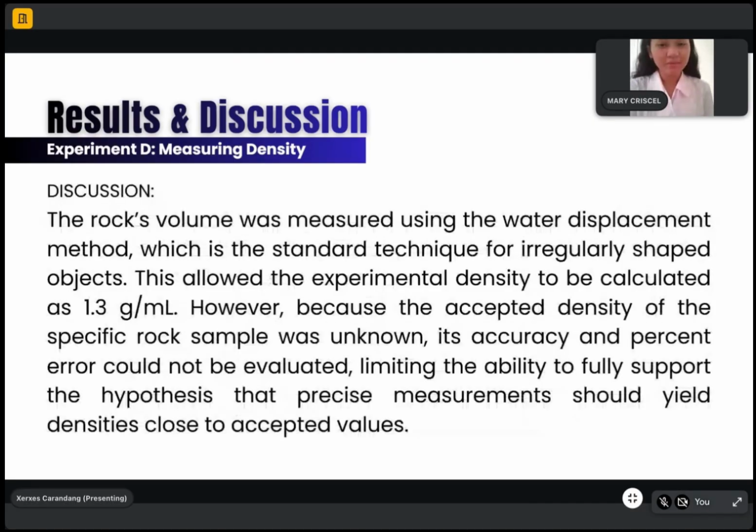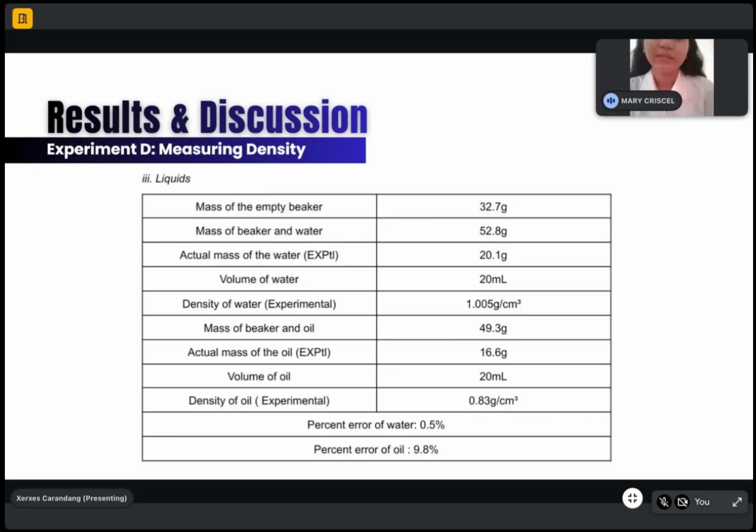The rock's volume was measured using the water displacement method, which is the standard technique for irregularly shaped objects. This allowed the experimental density to be calculated as 1.3 grams per cubic centimeter. However, because the accepted density of the specific rock sample was unknown, its accuracy and percent error could not be evaluated, limiting the ability to support the hypothesis that precise measurements should yield densities close to accepted values.